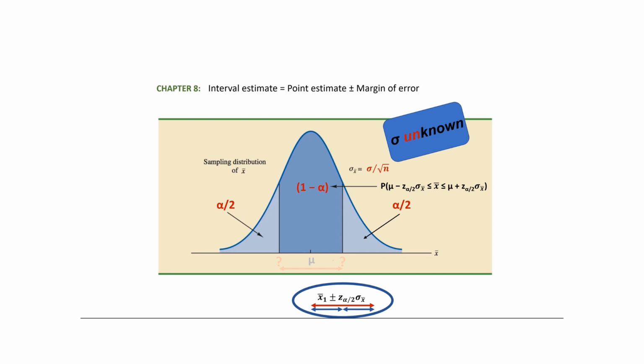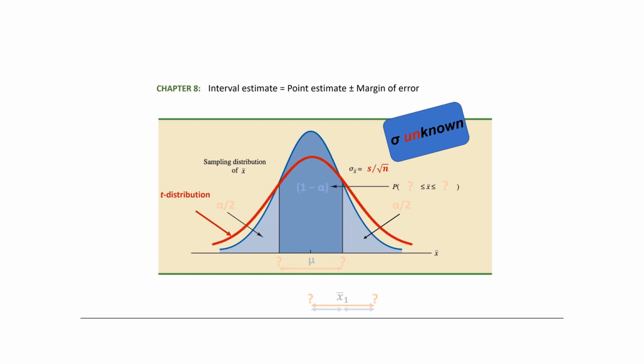When sigma is unknown, we use our sample standard deviation to get an estimate of our sampling distribution standard error. And when we do that, we end up with a t-distribution with n-1 degrees of freedom instead of a normal distribution. So our interval estimate is constructed using a t-value instead of a z-value. And that's all there is to it.